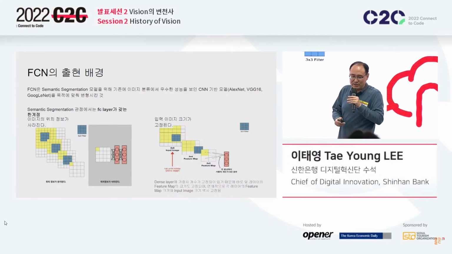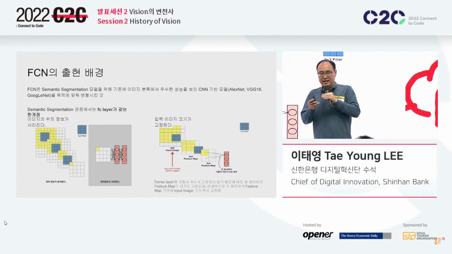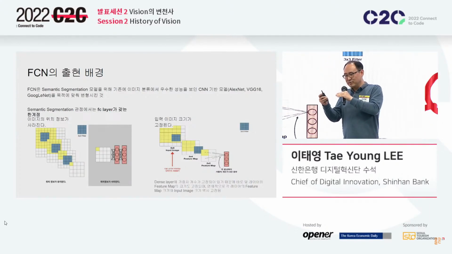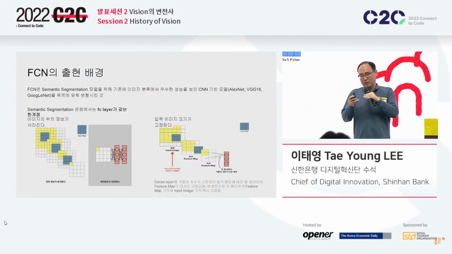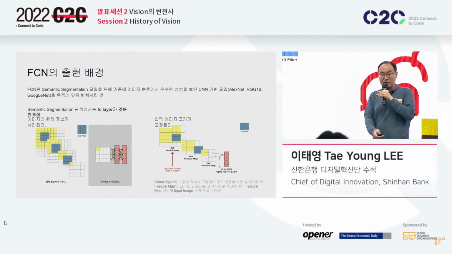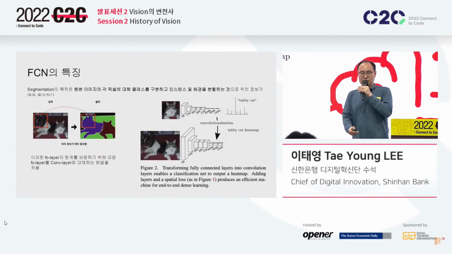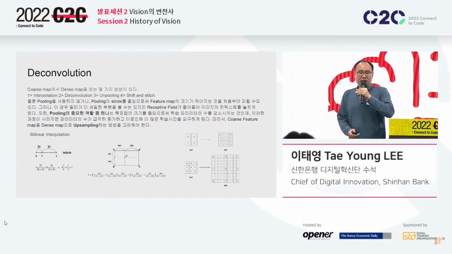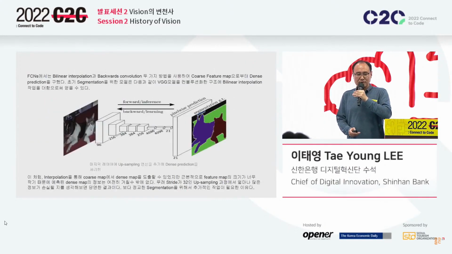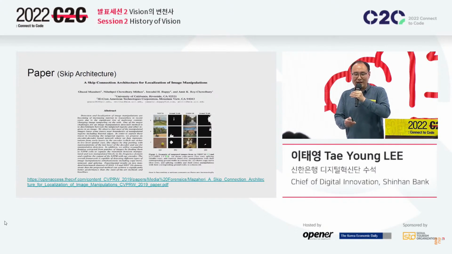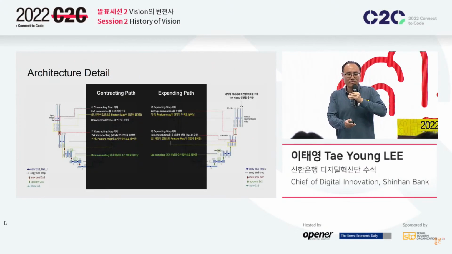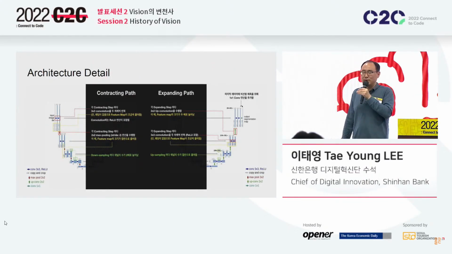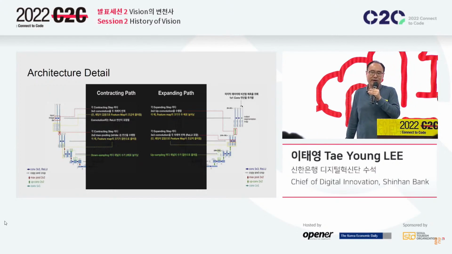So in order to use the network in a specific industry, we have to have the right values for input and also output, and we have to apply that method in order to improve the performance of the system. That's why we came to have this series of different architectures. And this is very important. There are the contracting path and the expanding path.